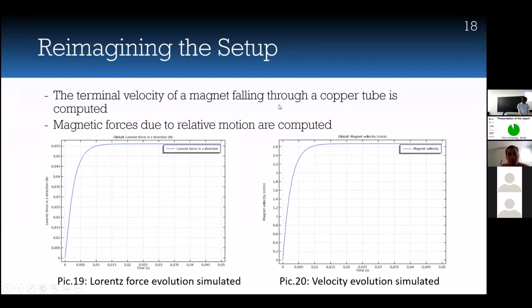As well as doing the experiments, we can also simulate the falling magnet in a pipe using COMSOL, and these results are what we get. As you can see, the convergence is also really high.